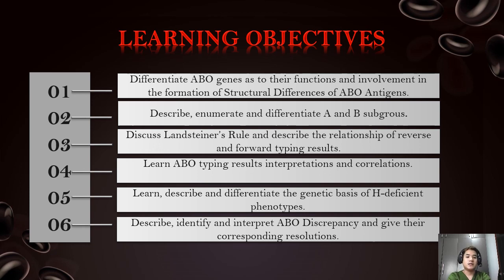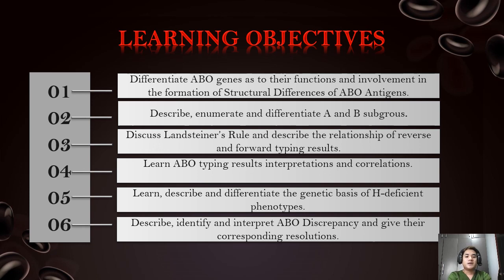Number one, differentiate ABO genes as to their functions and involvement in the formation of the structural differences of your ABO antigens. Number two, describe, enumerate, and differentiate A and B subgroups. Number three, discuss Landsteiner's rule and describe the relationship of your reverse typing and forward typing results.